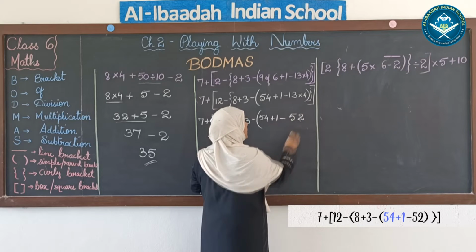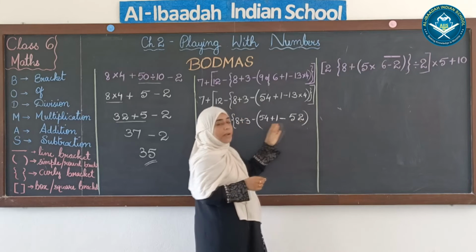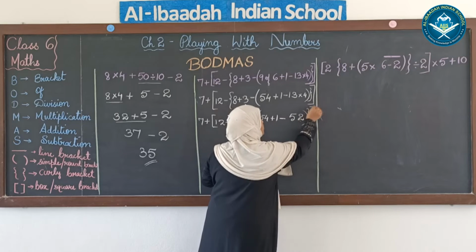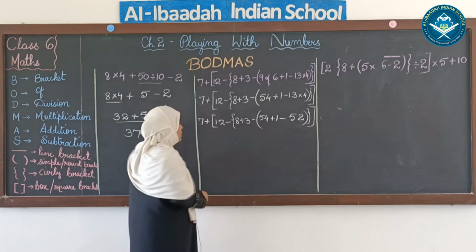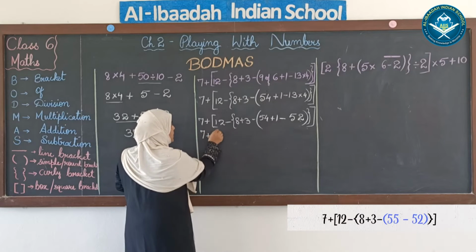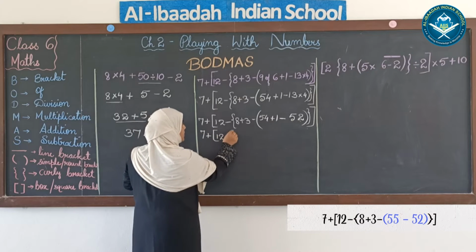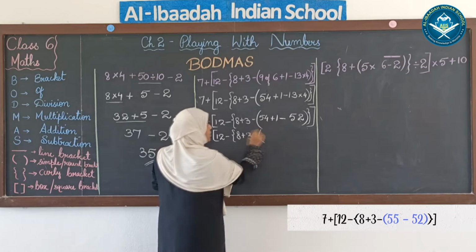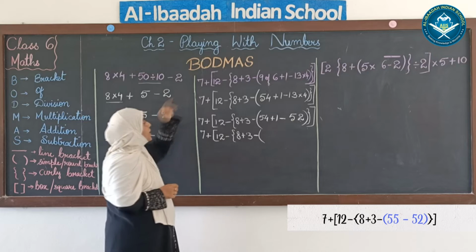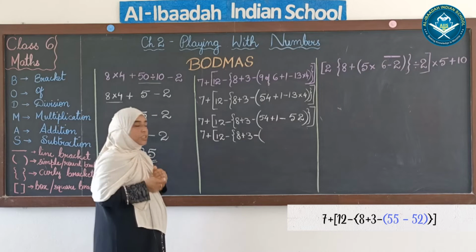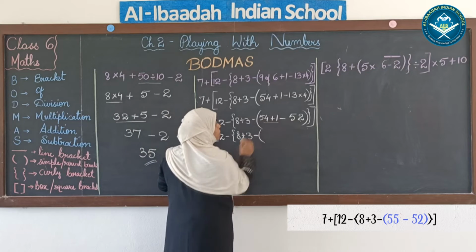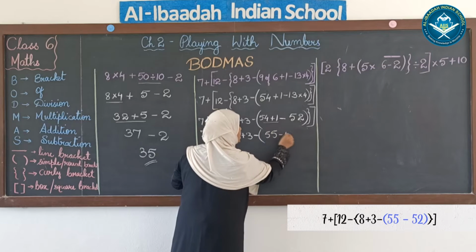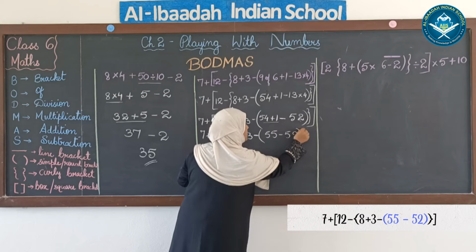13 into 4 will be 52. Okay. Again, this bracket is not finished. Still we have few more operations to do in the same bracket. So continue. 7 plus 12 minus 8 plus 3 minus. Now next operation that we have to do is addition. After multiplication it is addition. So 54 plus 1 is 55 minus 52.